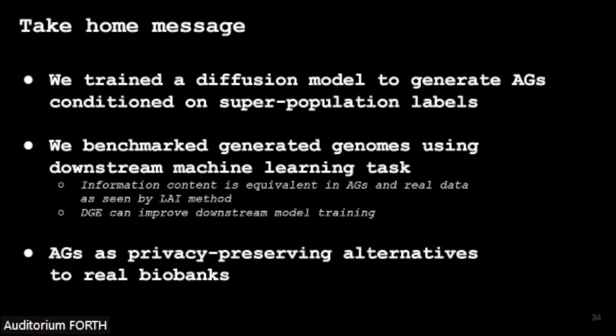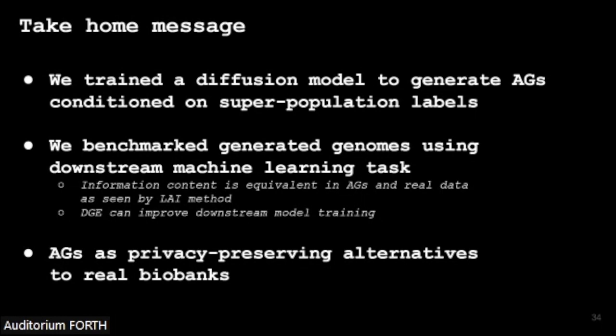And so I will conclude by recapitulating. We trained a diffusion model to generate artificial genomes conditioned on the superpopulation labels. And then we benchmarked these generated genomes using ancestry inference. And so we saw that the ancestry inference method was performing similarly when it was trained on the real data and the synthetic data. So we can say that the information content is equivalent between artificial genomes and real data. And so from the quality of the predictor, we can say that these artificial genomes are indeed useful for this task.